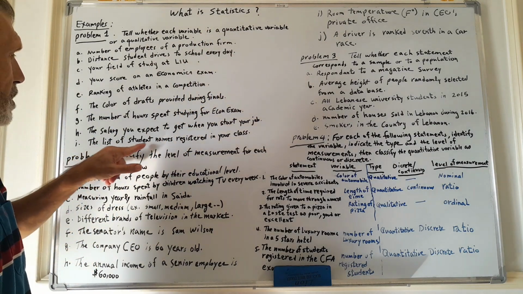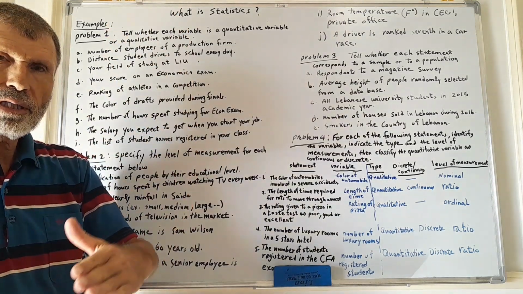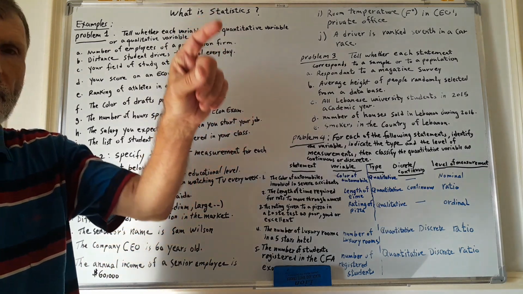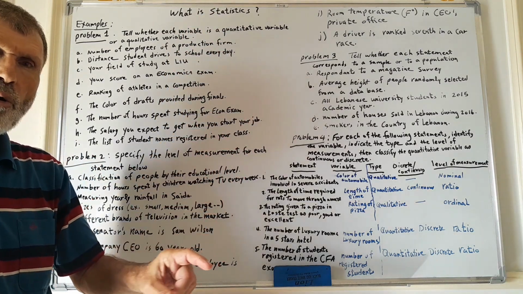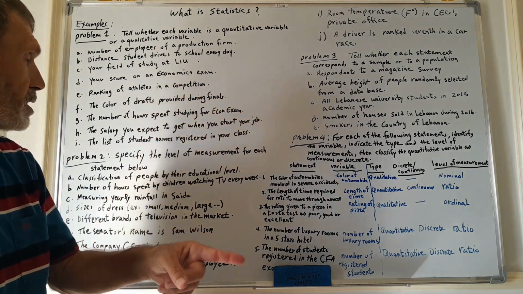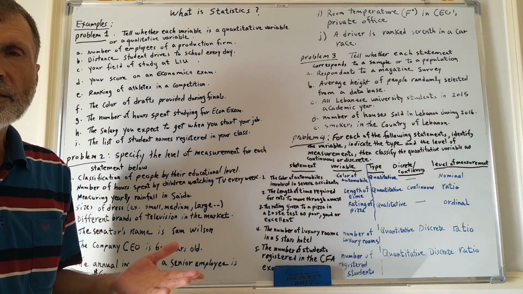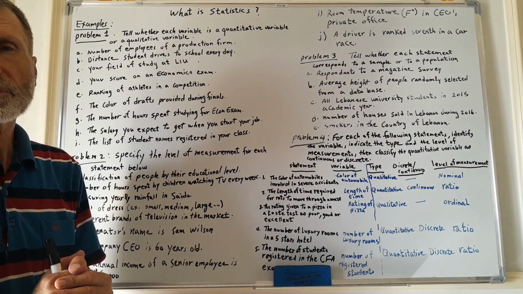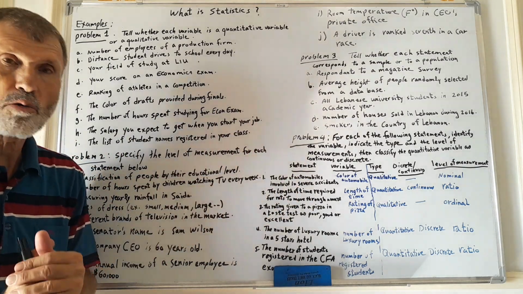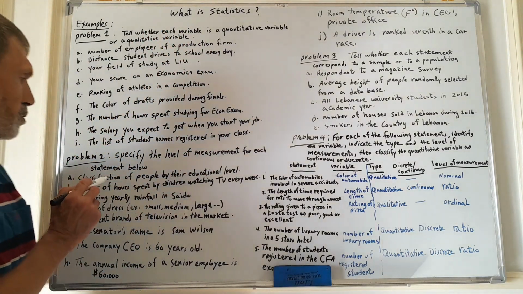The list of students' names registered in your class. The roll of students' names. You get Muhammad, Ibrahim, Tony, Adam. So the list of names of students registered in your class is, of course, related to qualitative variables. Okay? Qualitative variables.